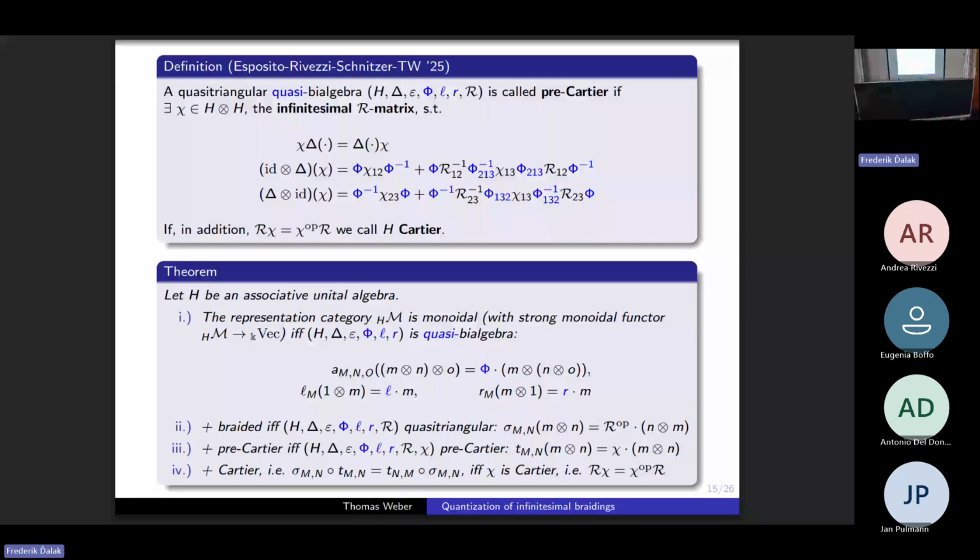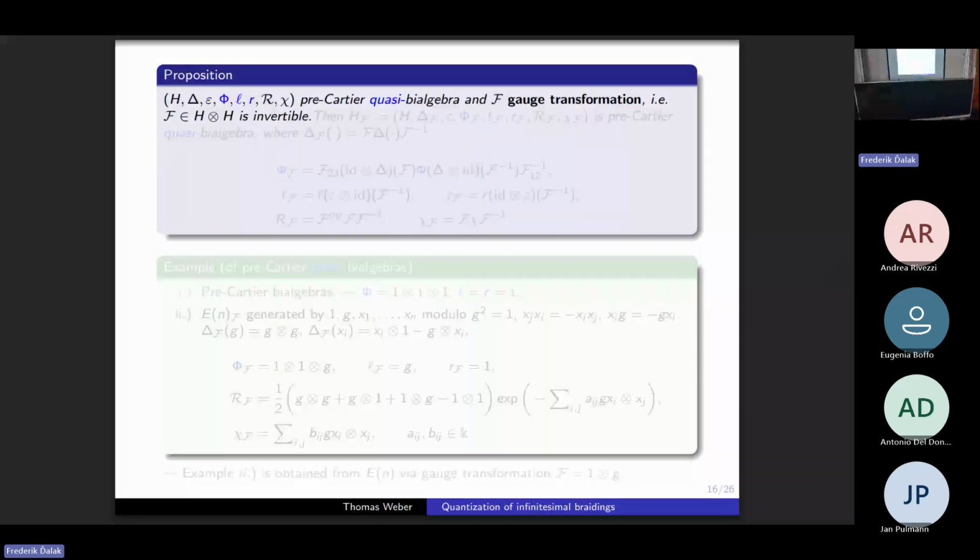So, a proposition: how can we build more of these quasi-triangular pre-Cartier quasi-bialgebras? You take one of them and apply what Castle and other people call a gauge transformation, so an F, or phi. That is just an invertible element of H tensor H. Usually you might think of a Drinfeld twist, which would be an invertible element that is also normalized and a 2-cocycle, but here you really just want an invertible element. And given this, you can twist all of its structures.